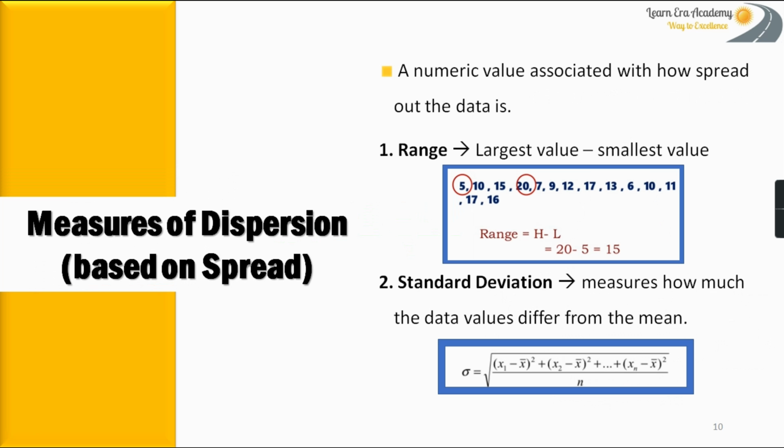Range is the difference between the maximum and minimum observations in the data set. In this example, 20 is the largest value and 5 is the smallest value. Hence, the range is 20 minus 5, we get 15. Standard deviation measures how much the data values differ from the mean.